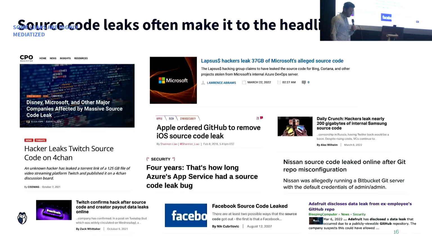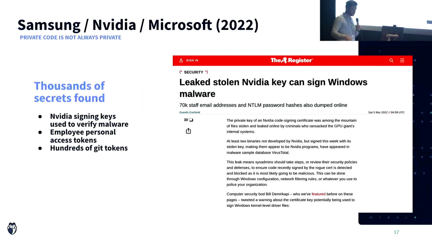And source code very, very often makes it public. There have been endless amounts of source code leaks this year from Microsoft, NVIDIA. There was a group of teenagers called the Lapsus group that were leaking source code everywhere. So we can't rely on the fact that our source code is going to remain private. And if we take one of those, how does a group of teenagers gain access to massive companies' private source code? Well, here we have NVIDIA.